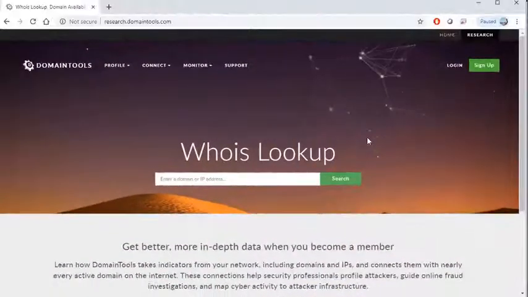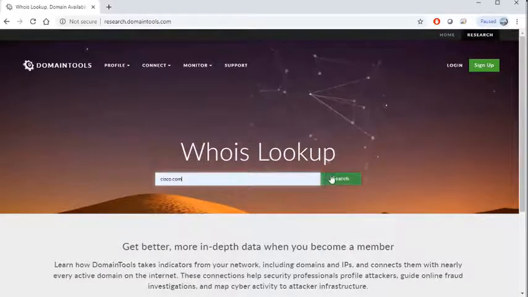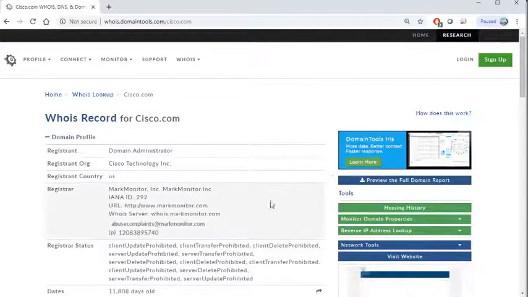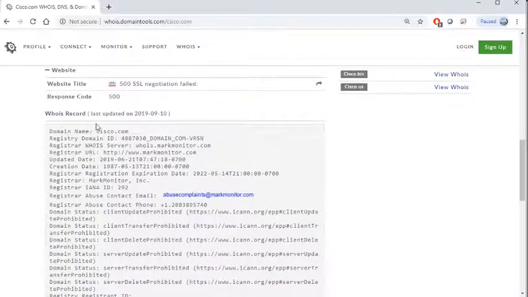So we can start by me going to research.domaintools.com, up there on my URL. And I'm going to just go to cisco.com as my whois lookup. And I'm going to get more depth information on cisco.com. If I scroll down to the bottom here, we're going to be able to see that I get this whole whois record. Domain name is cisco.com, the registry domain.